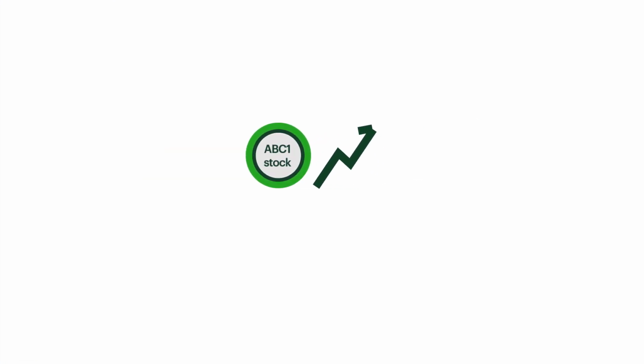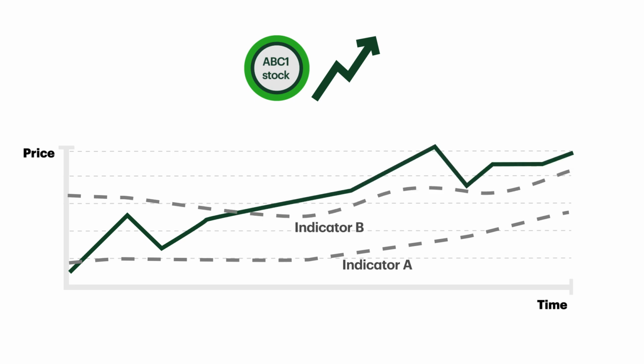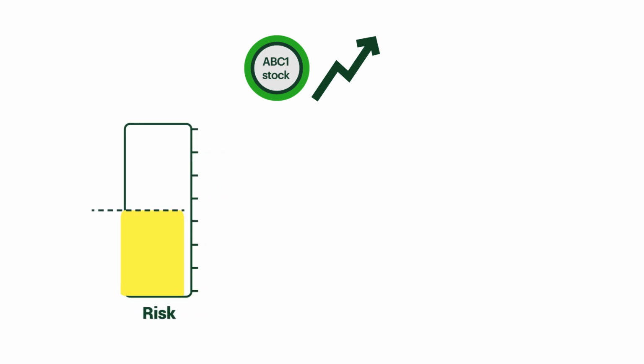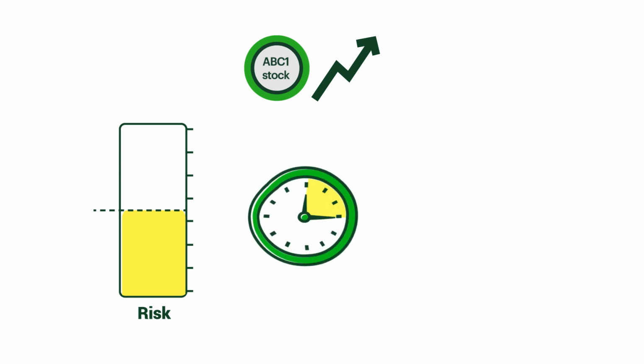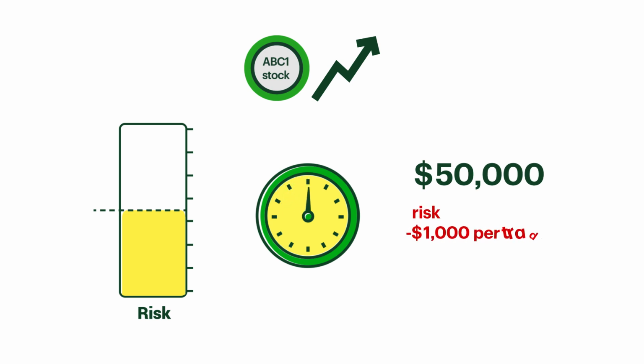First, we define a stock as trending up if the price is higher than indicator A and indicator B. For this example, we are willing to assume some level of risk, and we can monitor our investments multiple times a day. We have $50,000 and are willing to risk approximately $1,000 per trade, or 2%.